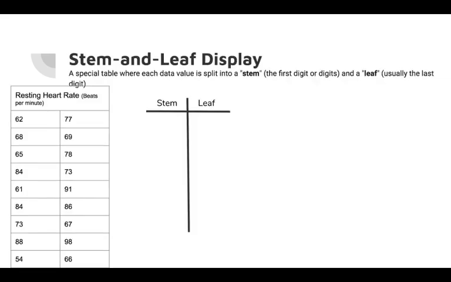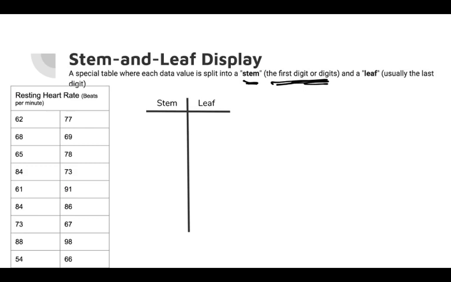So the next type of plot that we want to look at, that you'll see in the readings and in the homework, is the stem and leaf display. So again, I've got my resting heart rate data here, and the way the stem and leaf displays work is, well, you have a stem and a leaf. And so the stem is normally the first digit or digits.